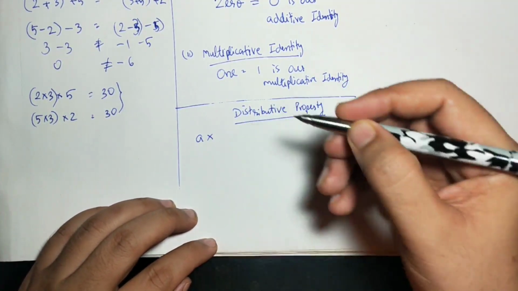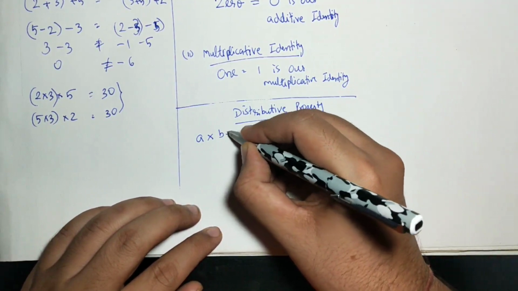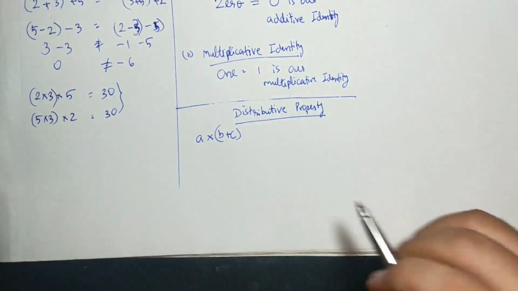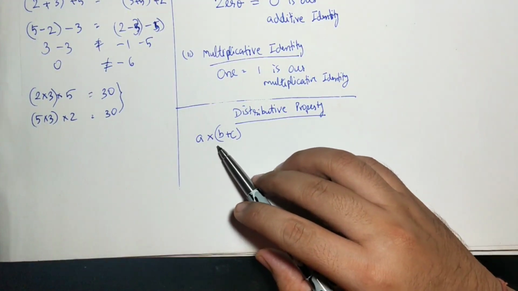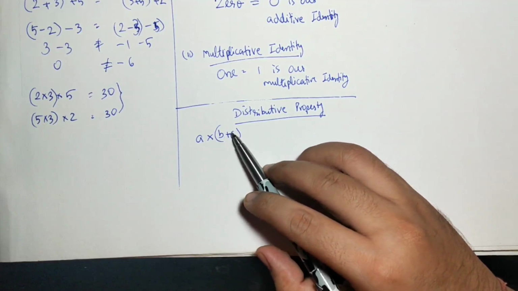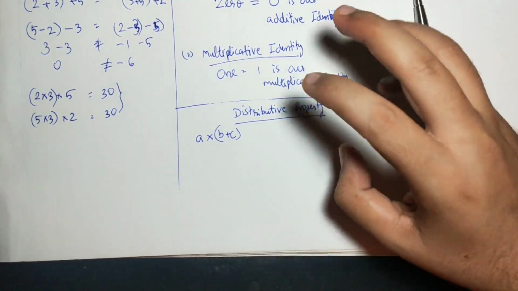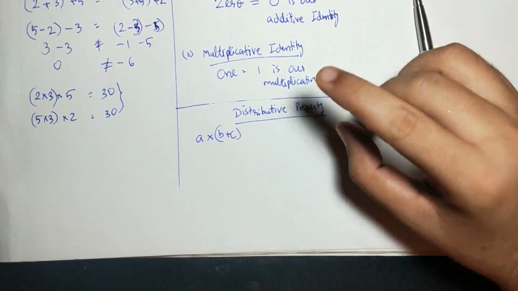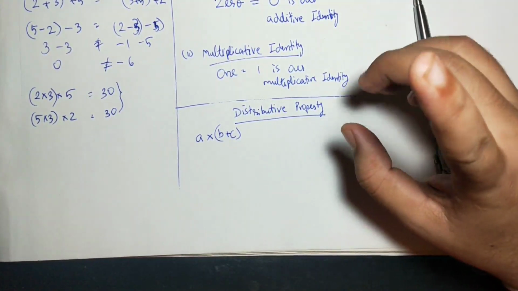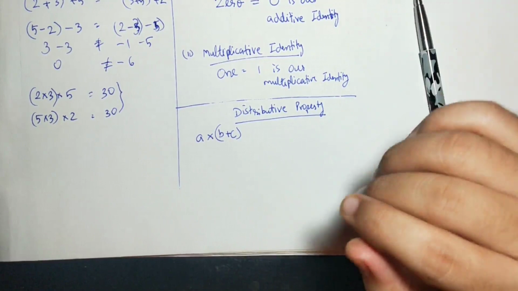A is multiplied by B plus C, and B plus C is in brackets. There are two operations in this expression. One is multiplication and one is addition. So this is known as distributive property over multiplication and addition.